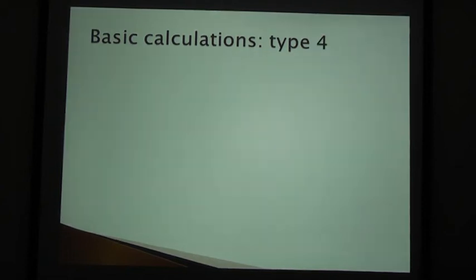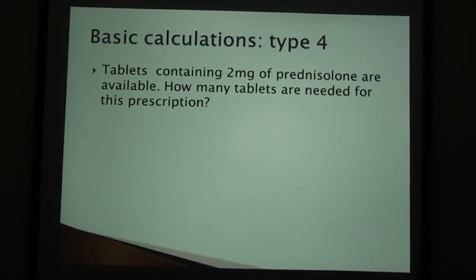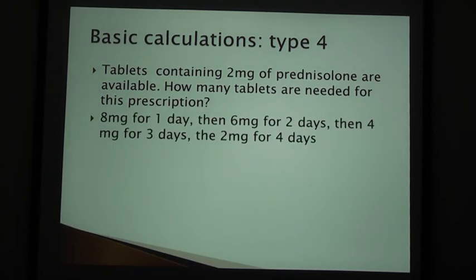Now let's move on to 4. It says here, tablets containing 2 milligrams of prednisolone are available. How many tablets are needed for this prescription? Now, prednisolone is a steroid, and when patients are being taken off these medicines, they're staggered down. So this sort of dosage regime is very, very common for people being taken off the steroids, because you wouldn't withdraw steroids in one go.